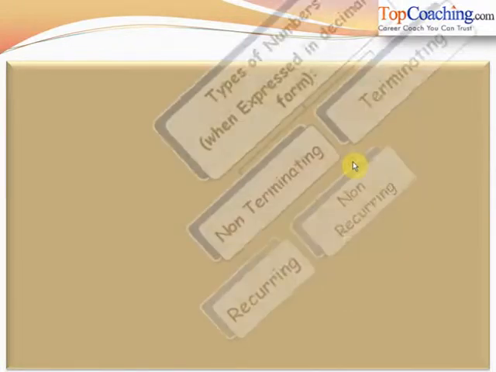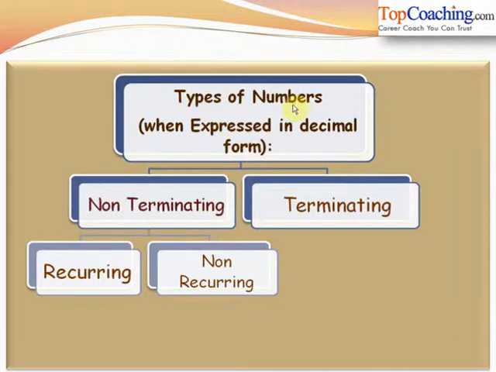So now let's see the different types of numbers when expressed in the decimal form. We can represent any number in the decimal form, and this is something we already know. Now there are two cases. Either the decimal representation of any number could be non-terminating or it could be terminating. The meaning of terminating is that it has an end point. So non-terminating would be something that is unending. It would continue and continue and continue. So non-terminating is something that continues forever.